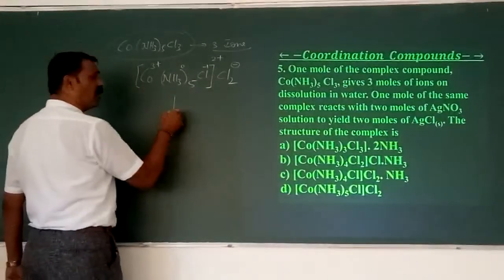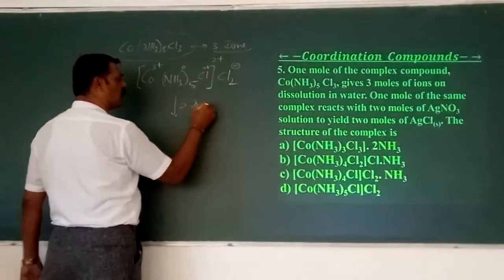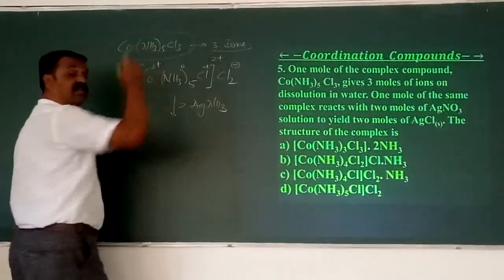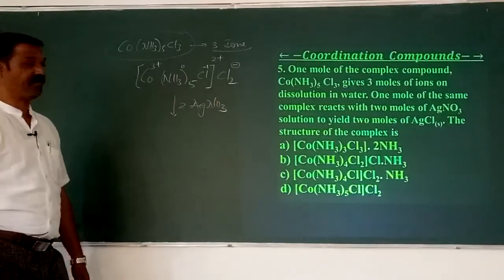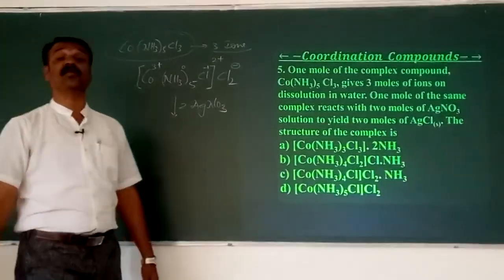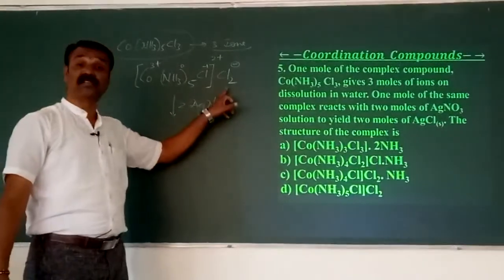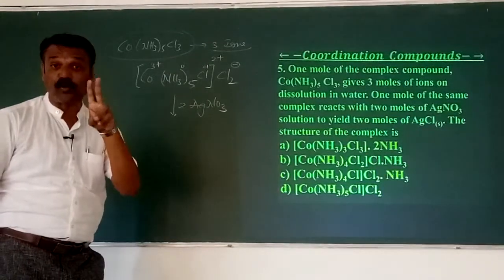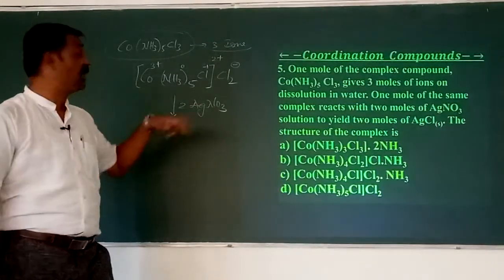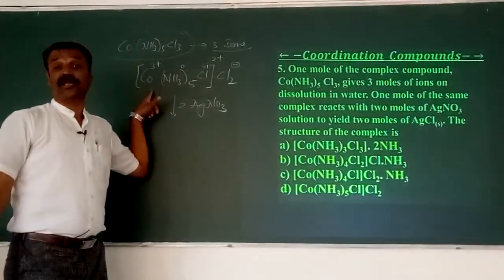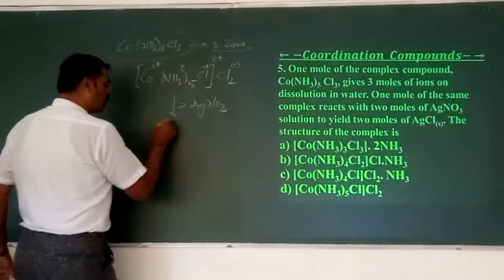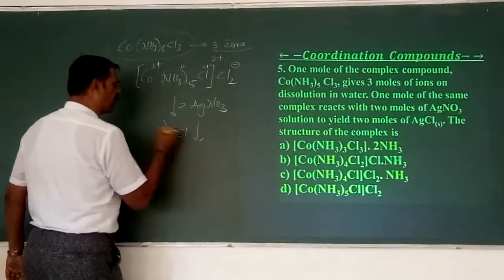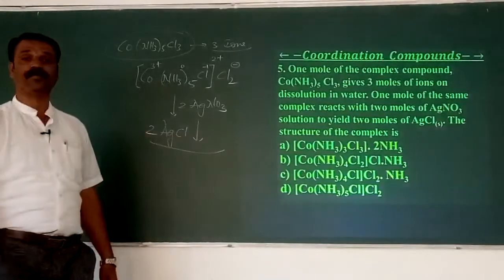So 1 mole of this, when made to react with 2 moles of AgNO3, silver nitrate, which we know is one of the confirmatory tests for the chloride radical, detects the free Cl-. Among the 3 chloride ions, only 2 are free ions; the other is not free because it is inside the coordination sphere. Therefore, we can expect 2 moles of AgCl as a precipitate.